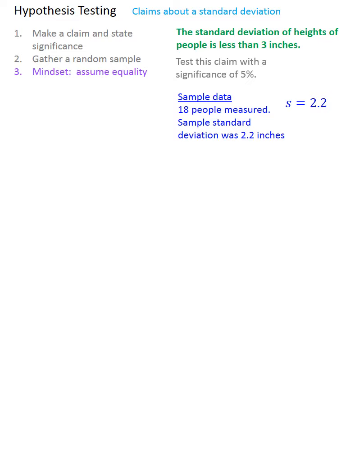Now in our 5 steps for hypothesis testing, we immediately start in step 3, because assuming you're a student in a statistics class, steps 1 and 2 have been done for you. The claim has been made, the significance has been stated, and the gathering of random samples has been done and stated for you in the problem. So we're going to start with step 3, which is really step 1 for us, the mindset of assuming equality.